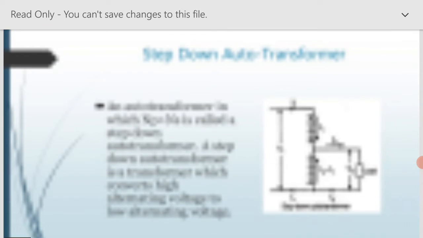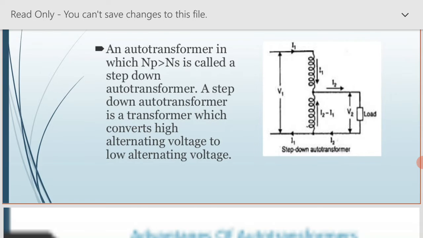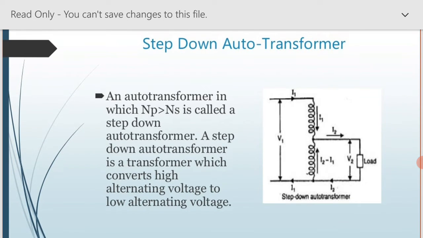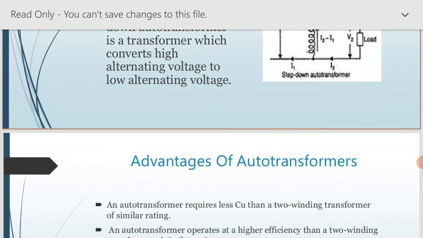In a step-down autotransformer, an autotransformer in which Np is greater than Ns is called a step-down autotransformer. A step-down autotransformer is a transformer which converts high alternating voltage to low alternating voltage.